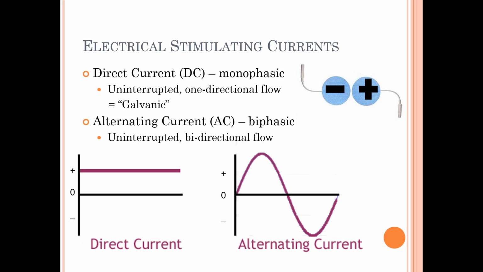Like direct current, alternating current has some distinct features. It is biphasic, which means that there are two phases, hence the first part of the word, bi. This means that the current flows in both directions. The current is uninterrupted, which means that it is continuously on and the circuit is continuously closed.